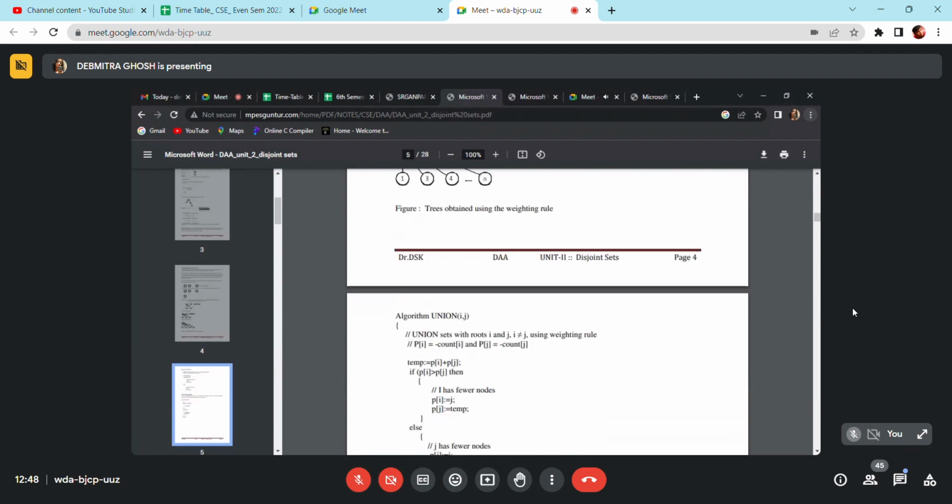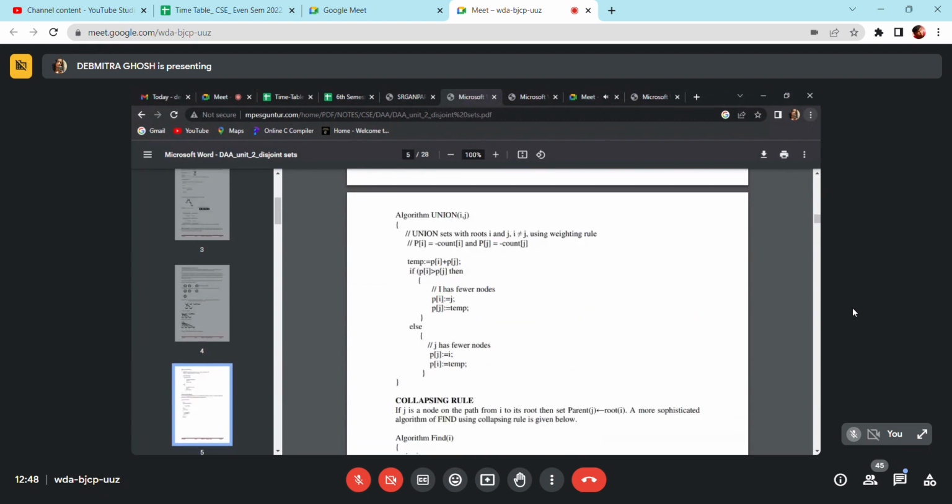3 is obtained in a repeat. Here comes another algorithm, which is for union of two variables i and j. In union, we set the root nodes as i and j, where i is not equal to j, using the weighted rule. Next comes pi. pi is equal to minus count i and pj is equal to minus count j. Minus sign, because we have initialized both values in the parent; in parent also we have seen we keep the value as minus 1. Next comes temp. Temp value we have initialized as this.